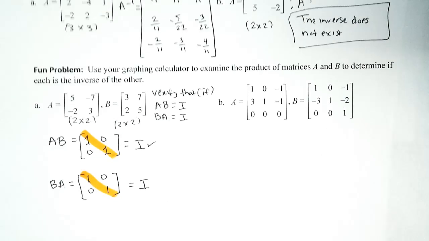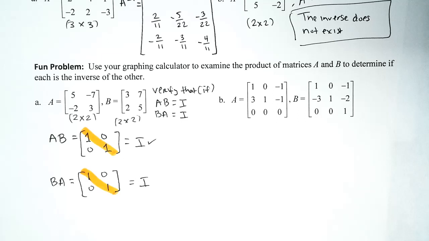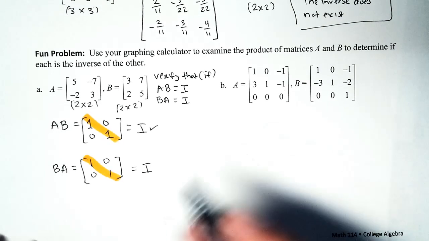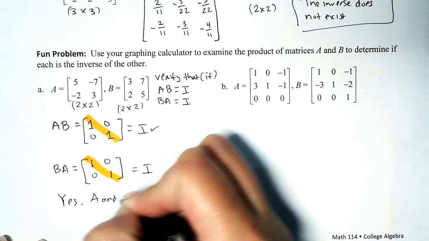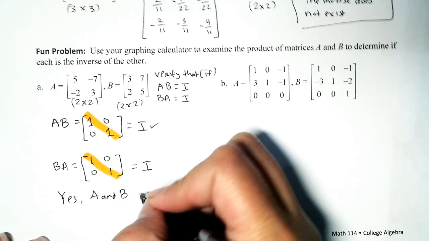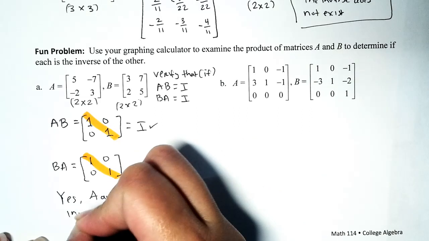So to answer the question, use your graphing calculator to examine the product of matrices A and B to determine if each is the inverse of the other. Yeah, they are. So I'm going to say yes, matrix A and B are inverses.